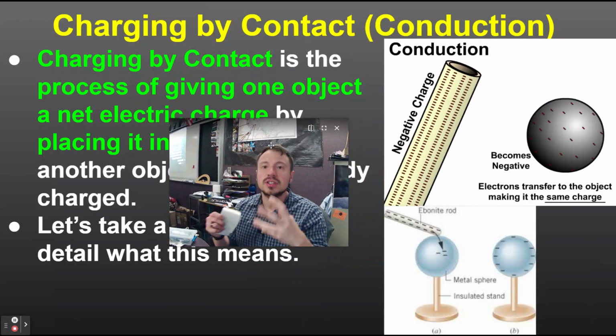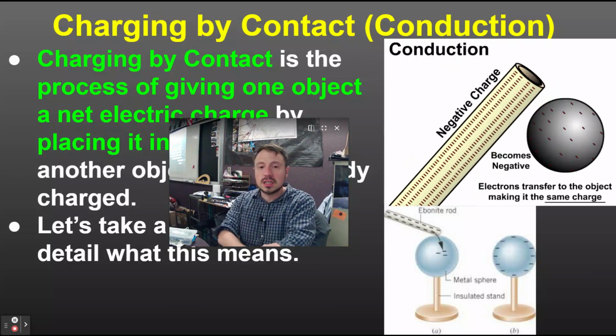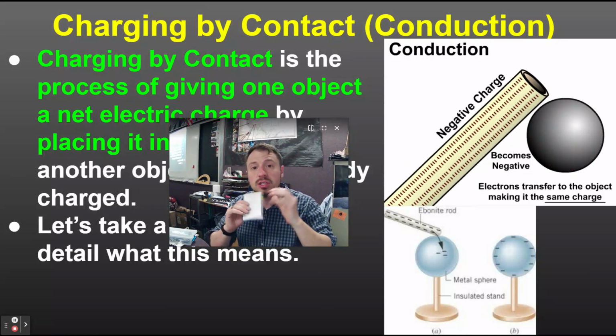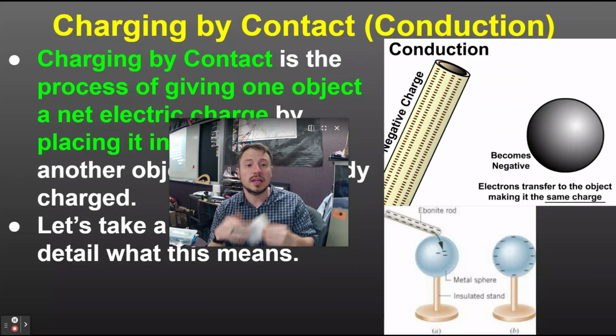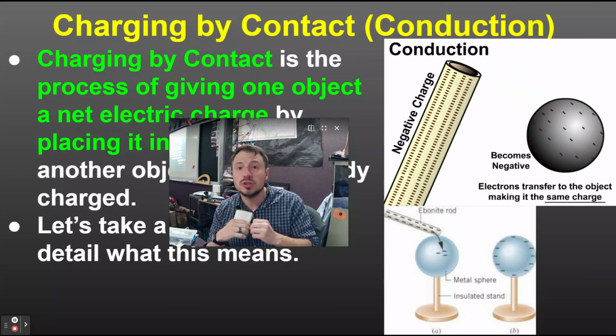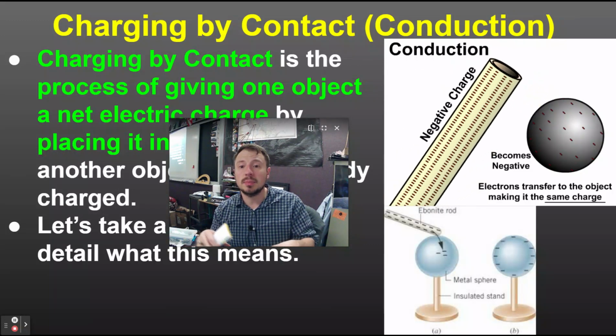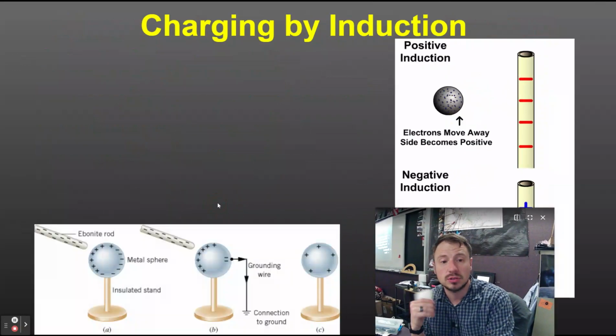If I've got a negatively charged object, like a negatively charged rod, those excess electrons are trying to get away from each other because like charges repel. And if you touch that charged rod to something like the metal sphere where they're able to spread out, they're going to take that opportunity and go into that object, charging that object. That's how you charge by contact.